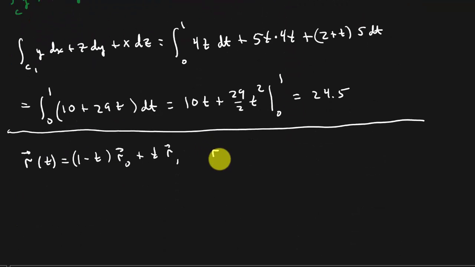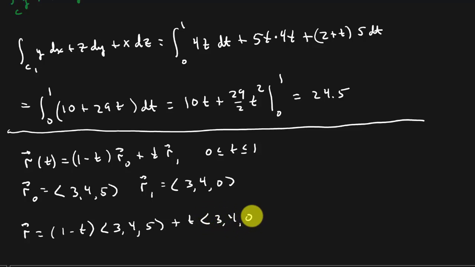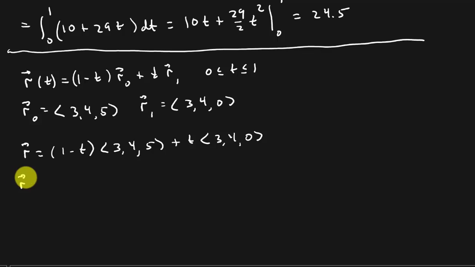And so t is between 0 and 1. I get r naught is, as I said, (3,4,5), and r1 is (3,4,0), I believe. All right, and so that is going to give us r is equal to (1 minus t) times (3,4,5), plus t times (3,4,0). And so I get r of t is equal to, when you do all your arithmetic, (3, 4, 5 minus 5t). I got plenty of room.